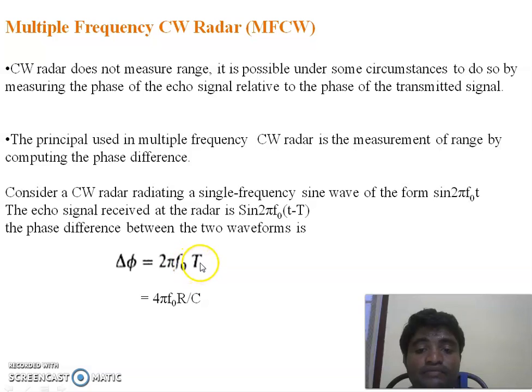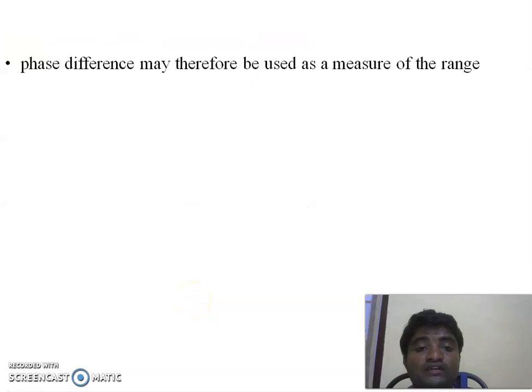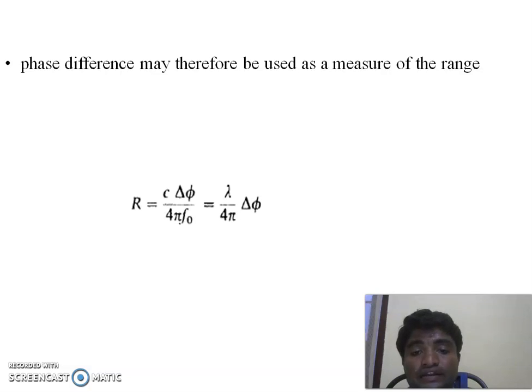Already we know that the time is 2r by c. By substituting that, we can get 4 pi f naught r by c. And from this, if the phase difference is known, you can measure the range. Therefore, range r equal to c into delta phi by 4 pi f naught. That is equal to wavelength lambda by 4 pi into delta phi, because velocity of light by frequency gives lambda.